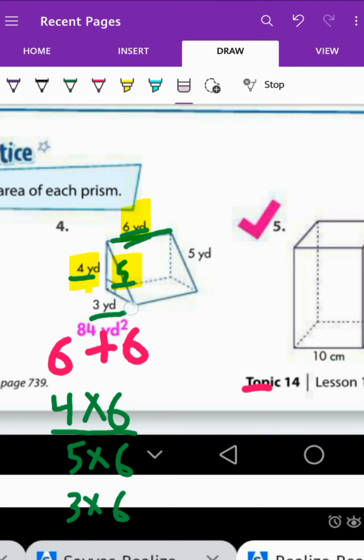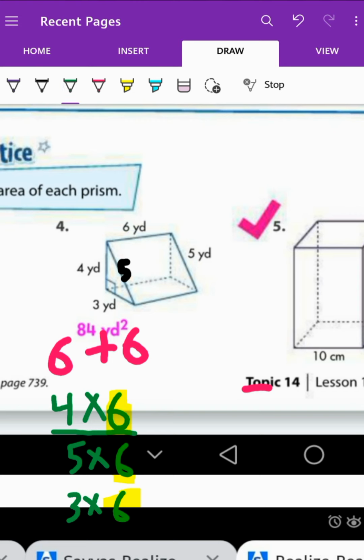So teacher, you multiply the sides of the rectangle by the height. Yes, because of that I bring the third side from here, which is 5. So you can bring it from the beginning, doesn't matter. Okay, so all of them multiply by 6. What is the 6? It is the height of the triangular prism.